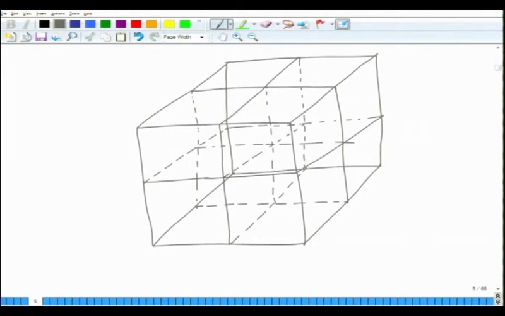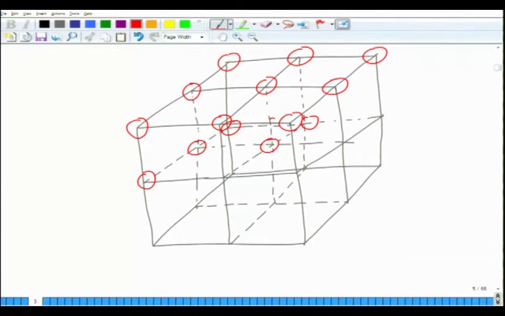Okay. All right. Now we draw this in 3D. So my fluorine was the red one. These are fluorines. These are again fluorines. And these are fluorine again.